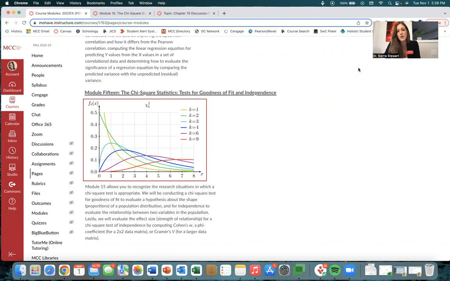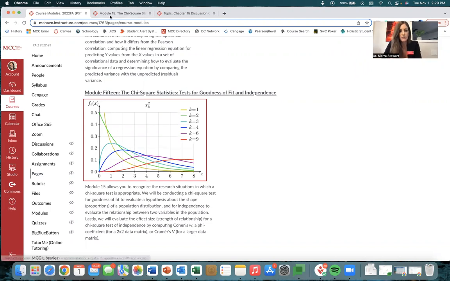This last module, we're going to be going over chi-square stats. So this is going to be testing for goodness of fit and for independence. We are going to go over this with your read and review, and then obviously your mind tap.